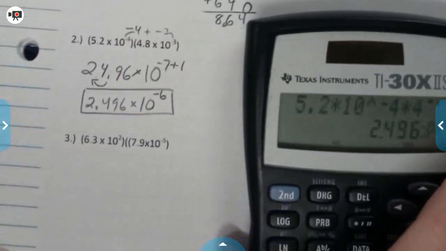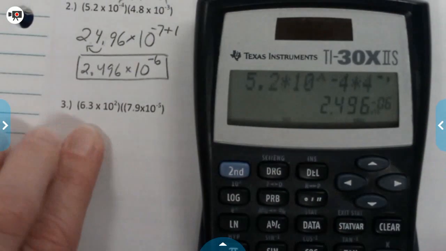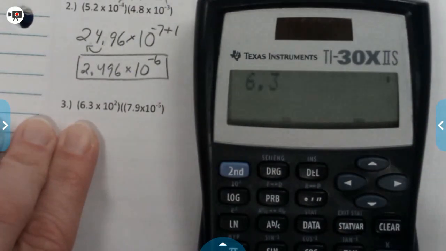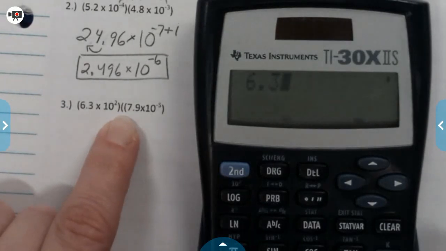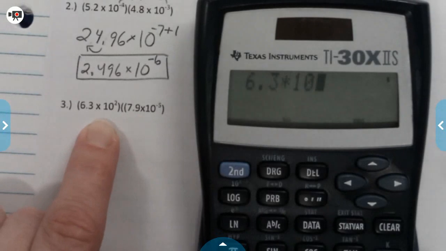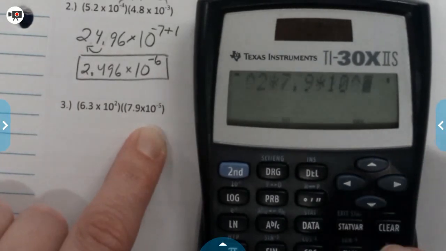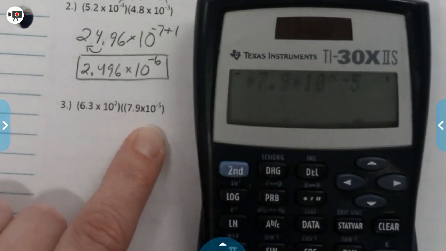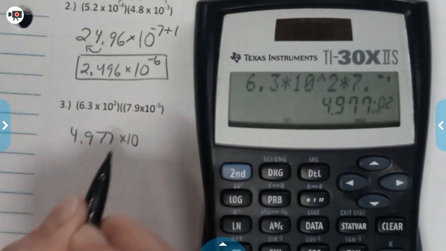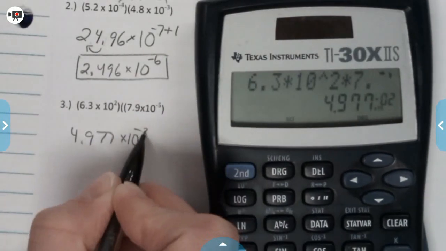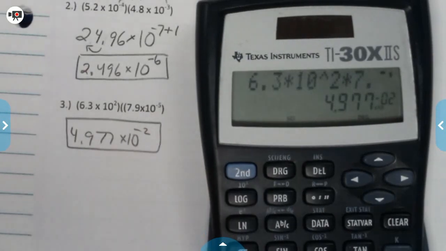Okay, so let's practice just using this on the last problem. So you just type it in. You don't need the parentheses because it's all multiplication. So 6.3 times 10 to the second times 7.9 times 10 to the negative fifth is, and it's going to change it all for us, so 4.977 times 10 to the negative 2. And so with a calculator, it's pretty straightforward.